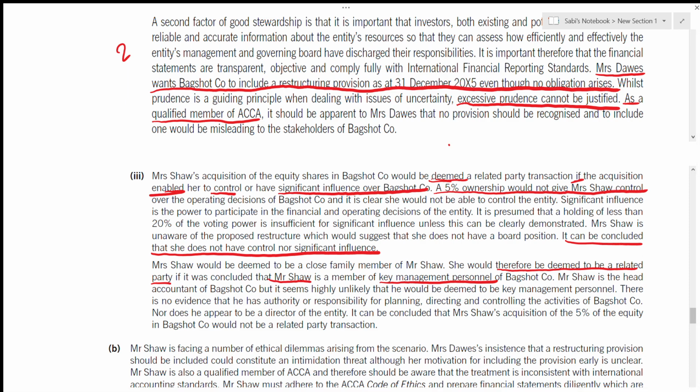But just read carefully. Mr. Shaw, is he the key management personnel? Is he the key management personnel of Backshot Company? Without looking at the answer, you should be able to tell this. Who is he? He is only a head accountant, right? Is head accountant a key management personnel? You should know this without looking at the answer.